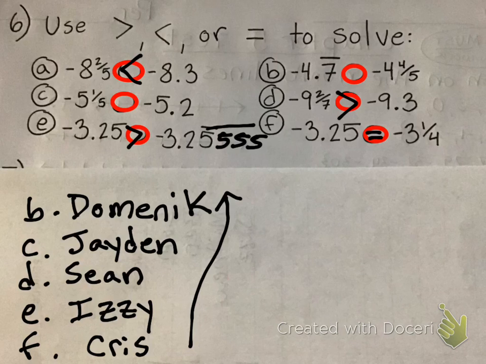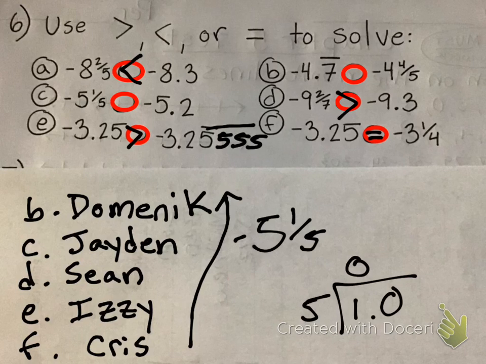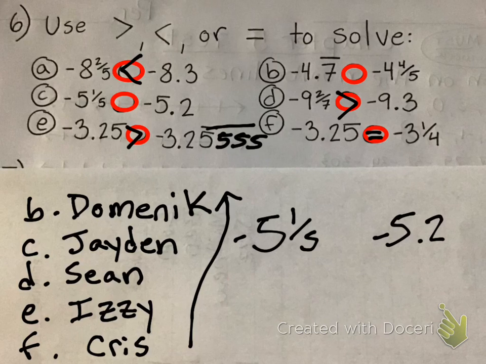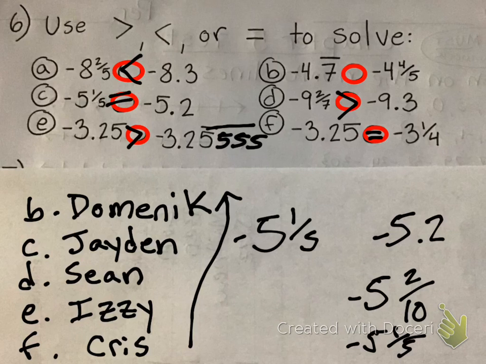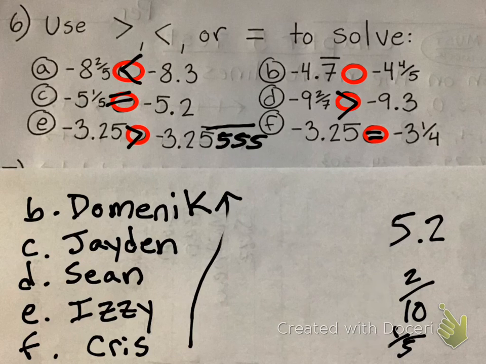Because making 5 1/5 into a decimal would be 5.2. Excellent. It matches. We would get 5.2. Again, if we made the 5.2 into a fraction, we get negative 5 and 2/10, which simplifies to negative 5 and 1/5. So these two are equal. Excellent. Dominic, let's do this last one.